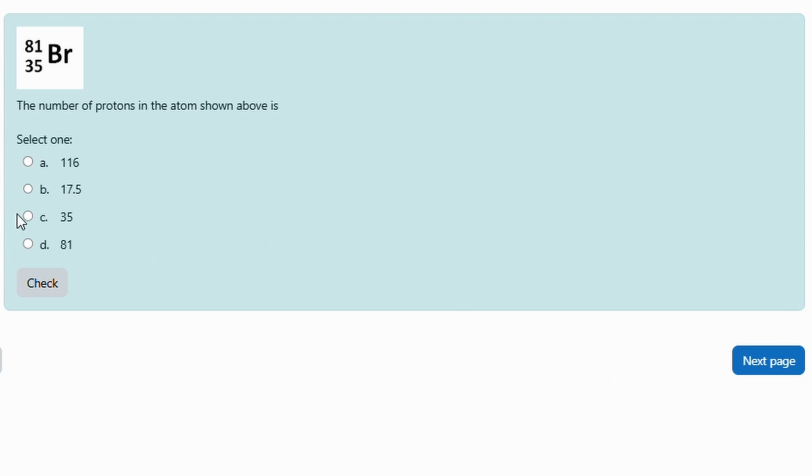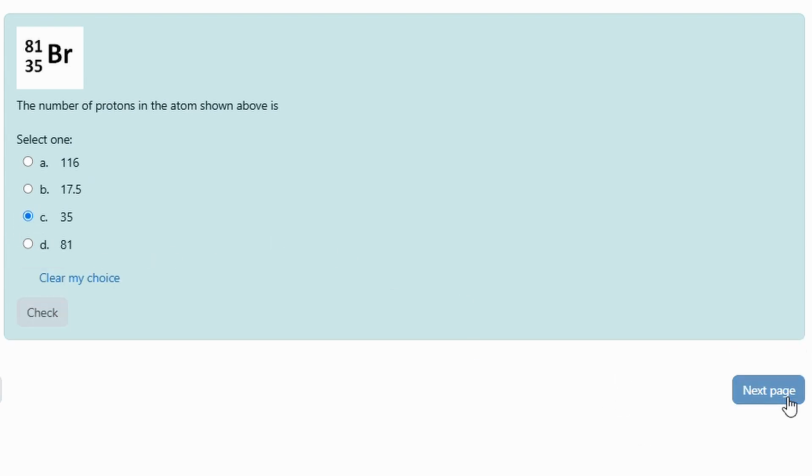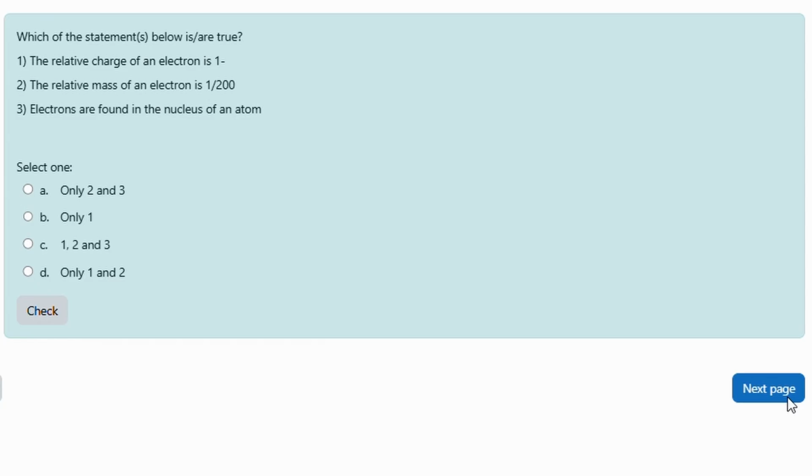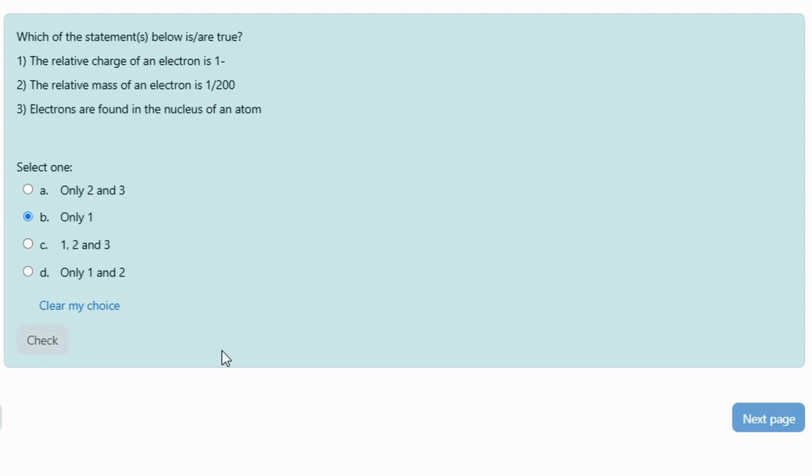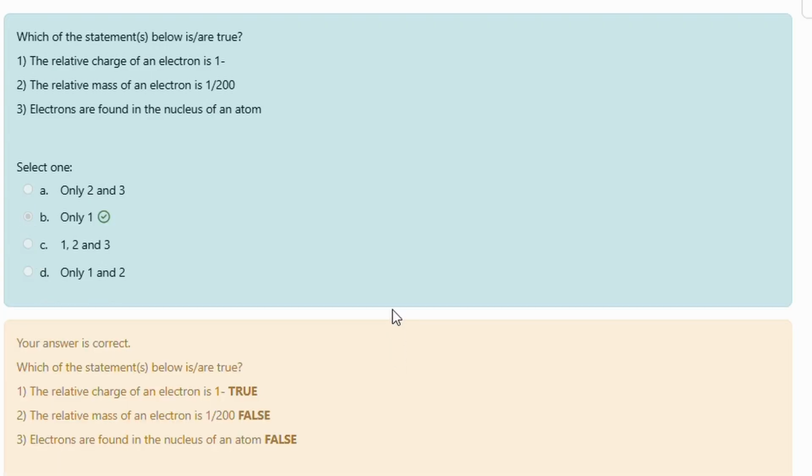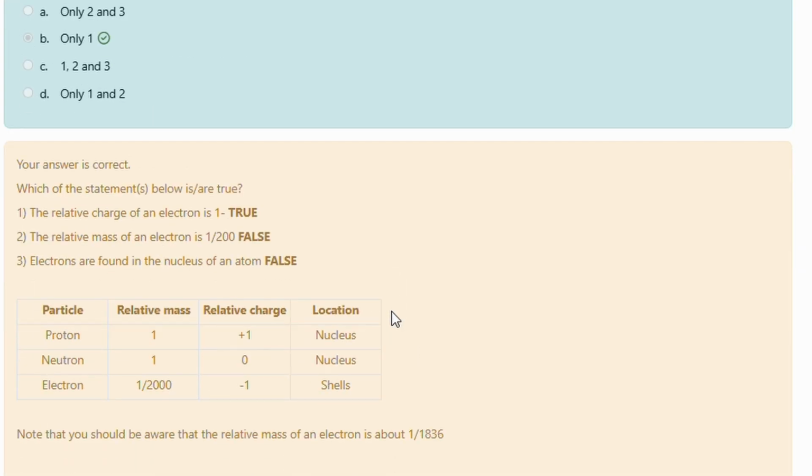The atomic number is 35, this is equal to the number of protons in the nucleus. The next question is about relative masses and relative charges of the subatomic particles. Great knowledge to memorise. The relative charge of an electron is 1, that's correct. The relative mass of an electron is approximately 1 over 2000, more accurately 1 over 1836, and the electrons are found in shells orbiting the nucleus. So the correct response is B, only 1, and there's some feedback.